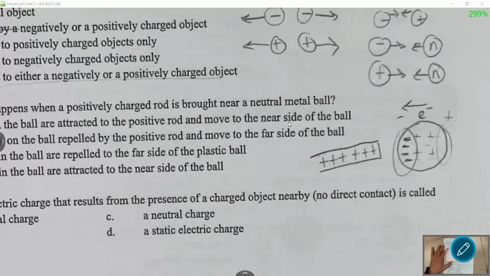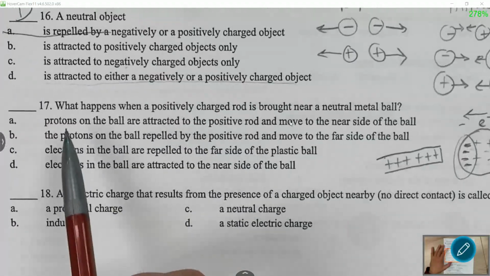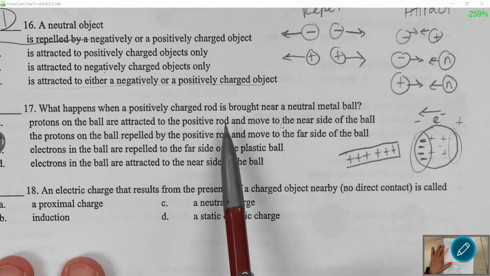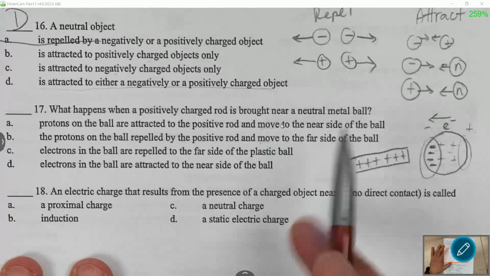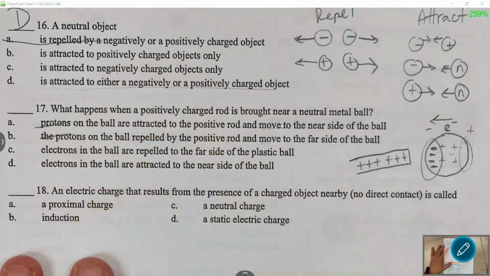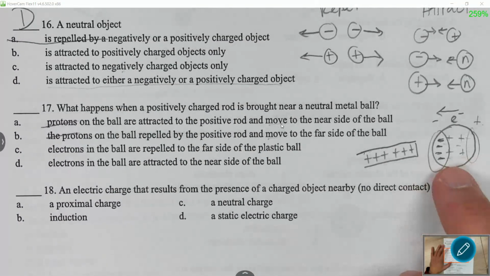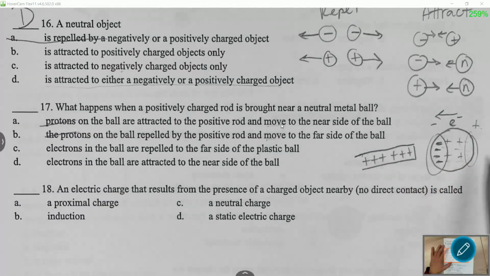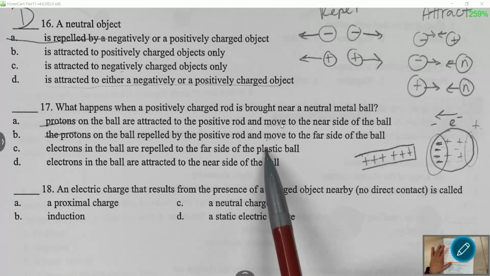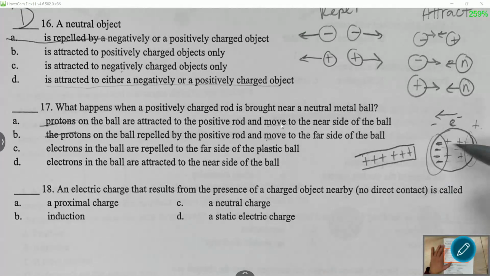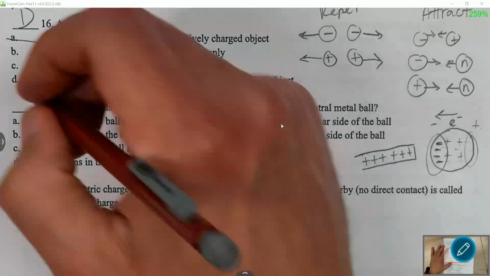So what they're asking is, how do the electrons move? Well, here's a quick thing. The protons are attracted, protons are repelled. Well, they're not really moving around. It says the protons move, but protons don't move, so that eliminates options A and B right off the bat. So which one closely resembles this picture? Electrons are repelled to the far side, or, all right, to the near side. And this should not be a plastic ball, because on a plastic ball it's not going to happen. Electrons in the ball are attracted to the near side. So we are looking at letter D.